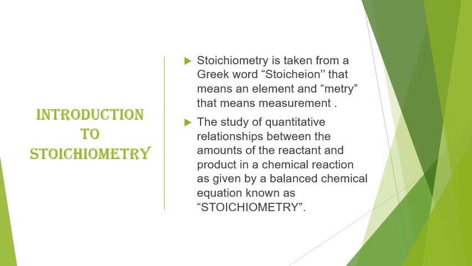The definition of stoichiometry is: basically stoichiometry is taken from a Greek word. Its literal meanings are there. Stoichion means element and metry means measurement, right? Then how to define it? The study of the quantitative relationship between amounts of reactants and products in a balanced chemical equation is termed as stoichiometry. Now you should know what is meant by a balanced chemical equation, or a reactant, or a product.